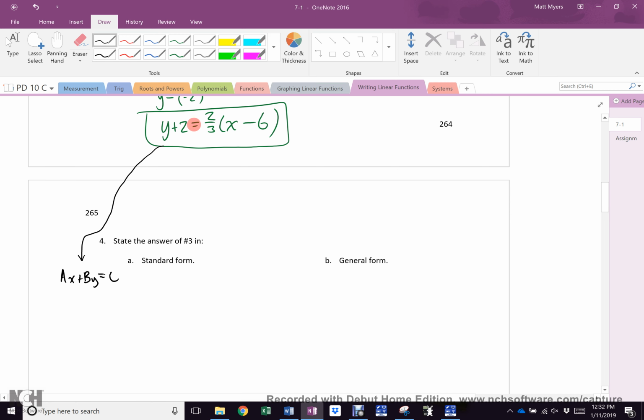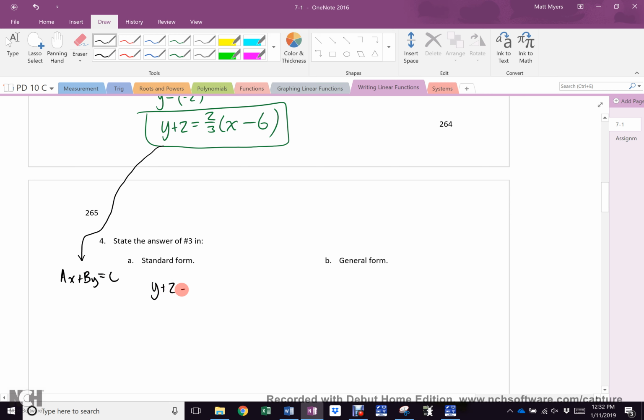Just look at this, ladies and gentlemen. What do you see here that isn't here? Brackets. I must get rid of the fraction, and I must get rid of the brackets. And then I must put the x's and y's on one side and the constant on the other side. All right? So let us start, cabbages.